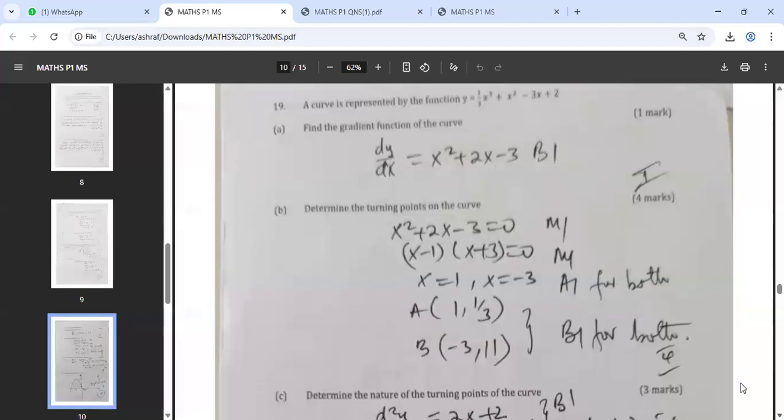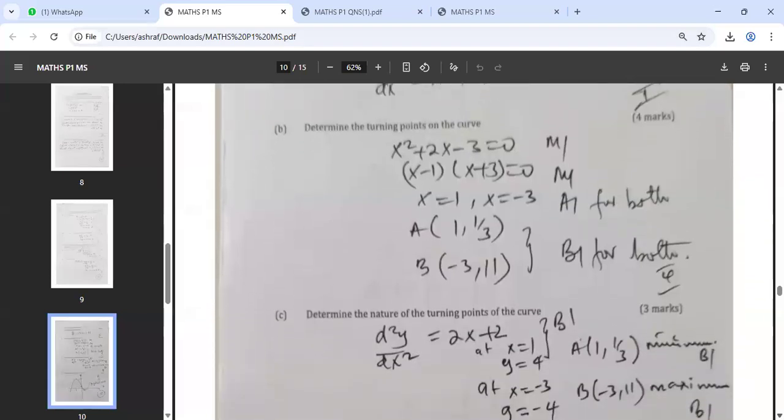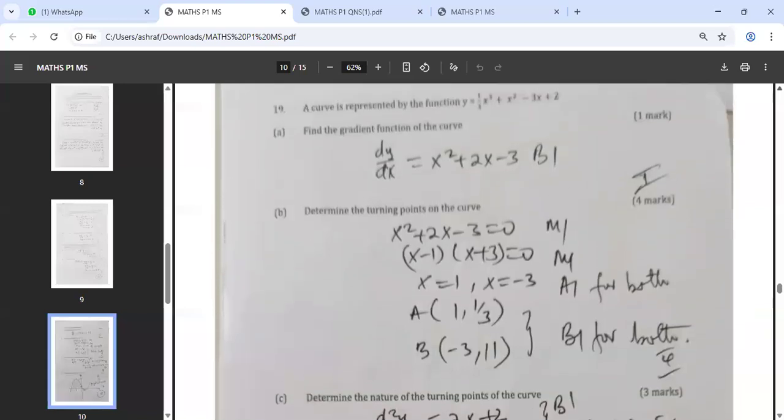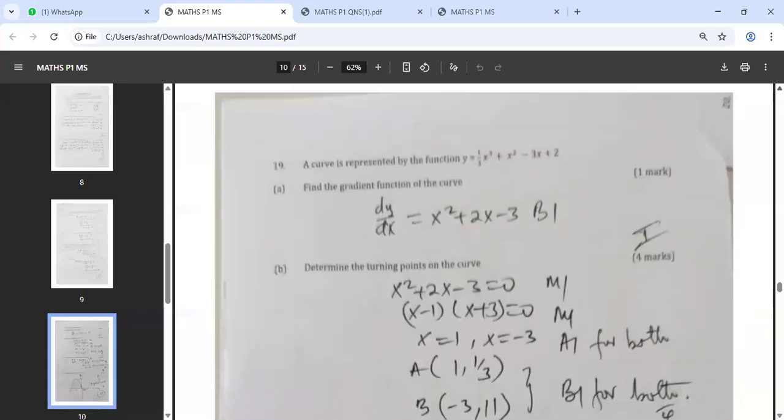So the second derivative is there: d squared y dx squared is 2x plus 2. Remember, we differentiated the first time and got dy dx, which was x squared plus 2x minus 3. So now we are differentiating dy dx to get d squared y dx squared. That will give us 2x plus 2.